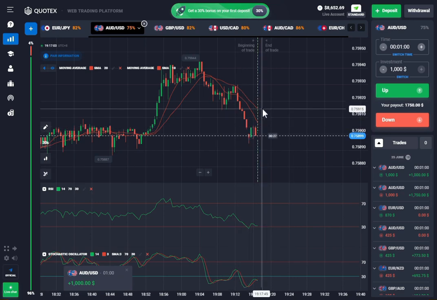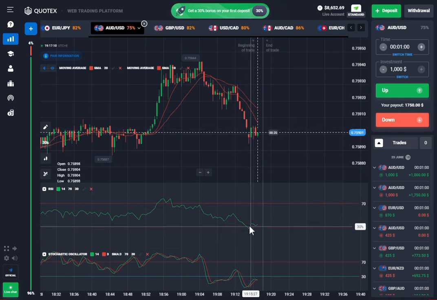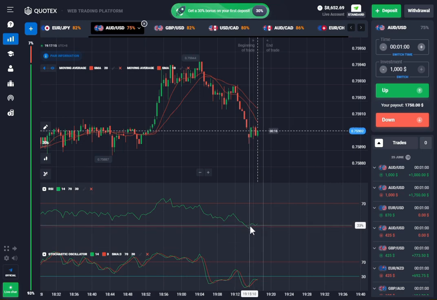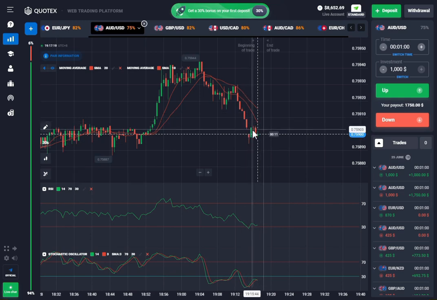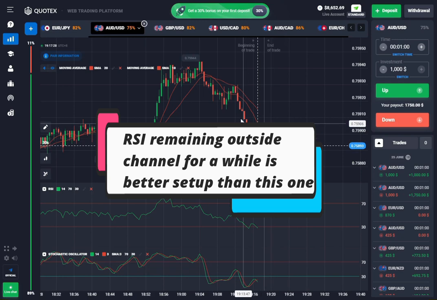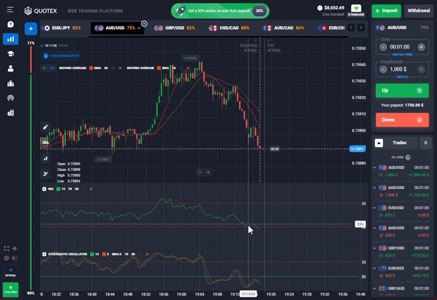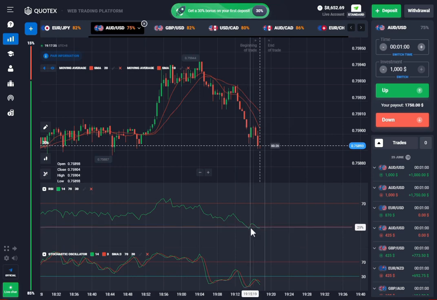I think I got a bit lucky here. My entry is supposed to be at this level, but instead my open price was here and it expired here, expired as a draw. I think I probably mentioned before that this RSI, this pointy one, goes out and in immediately. It's not as good as the one that stays outside for a bit and then comes back in. So in terms of which RSI cross, RSI going back into the channel, I would prefer this one.